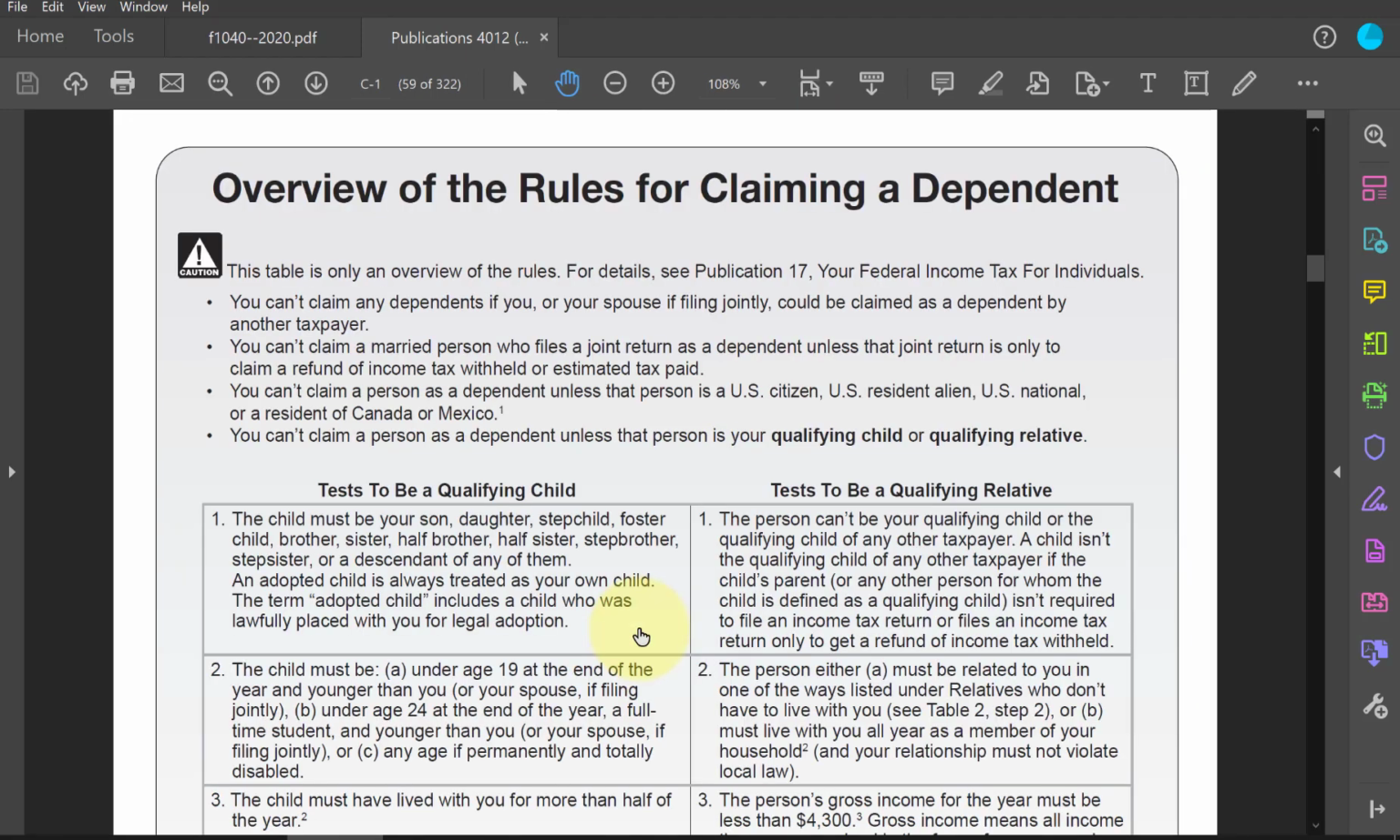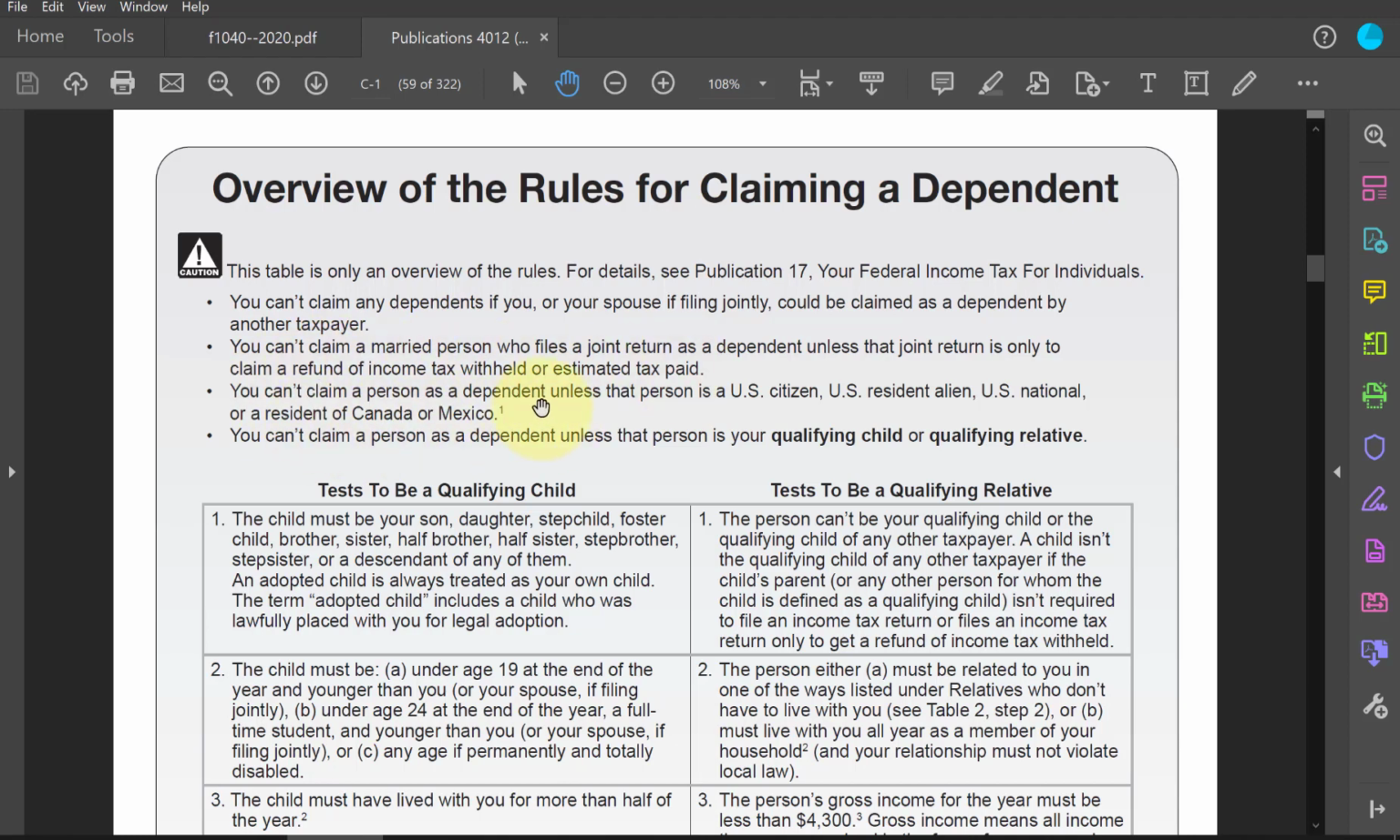So here's the general rule for claiming a dependent. It mentions here that if you, the taxpayer, are a dependent of somebody else, then you cannot claim anybody as a dependent. In other words, dependents cannot claim dependents. Here it mentions that a married person who files joint and is a dependent, the dependent cannot be filing joint unless, as I mentioned before, it doesn't reduce the taxes of either spouse. Again, we're talking about the dependents filing a joint return here.